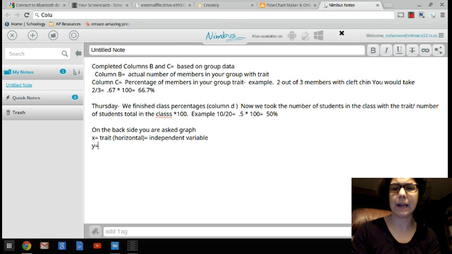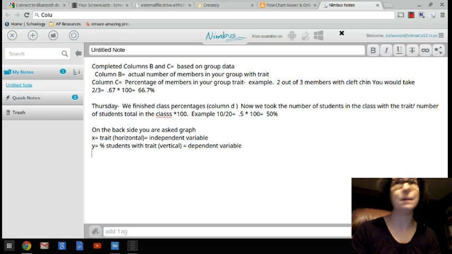The Y equals percentage of students with trait, which is the vertical axis. The Y is vertical, and you should know that from either previous science classes or our class or math class. And it is the dependent variable. First step is to do that.